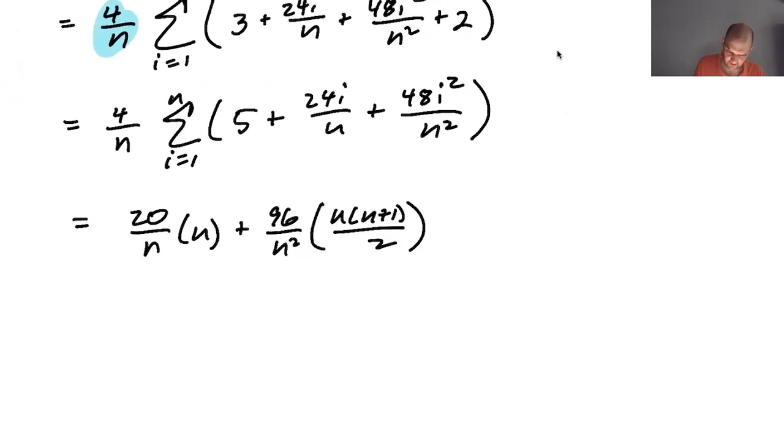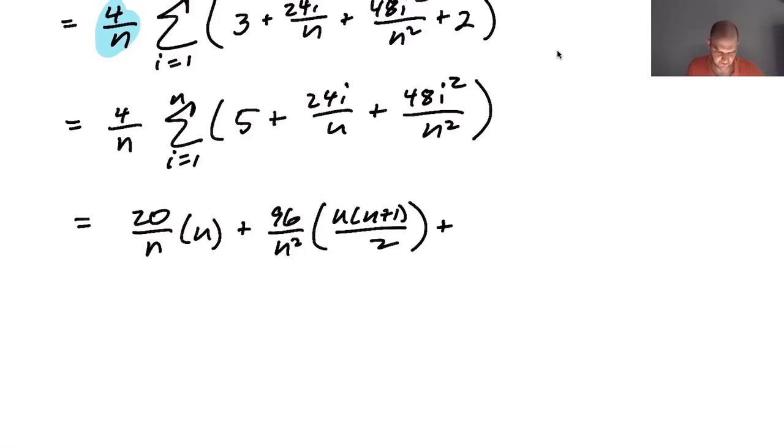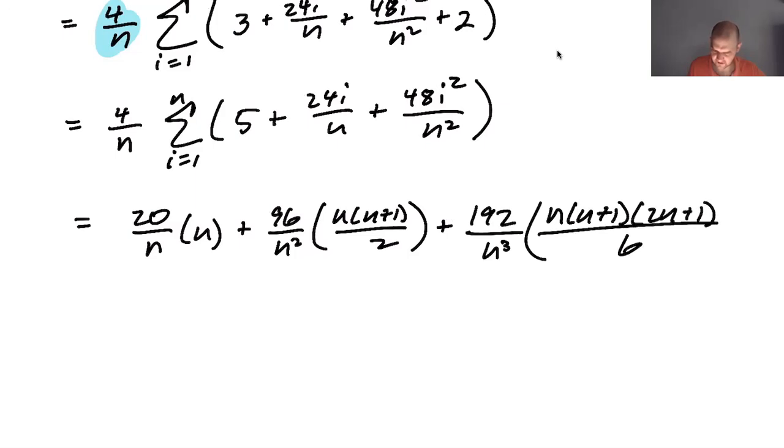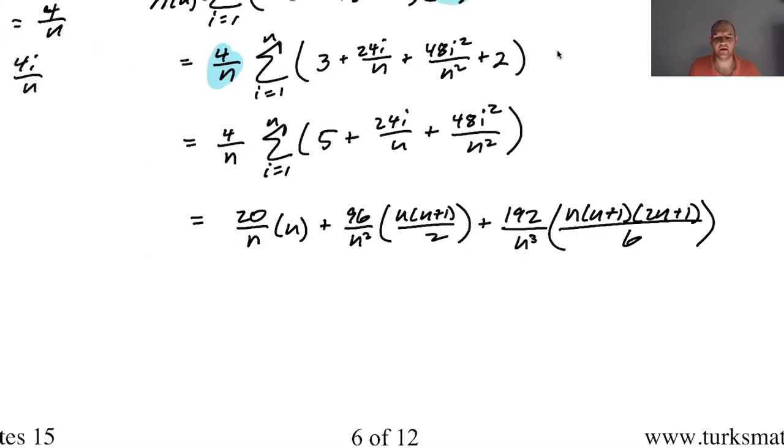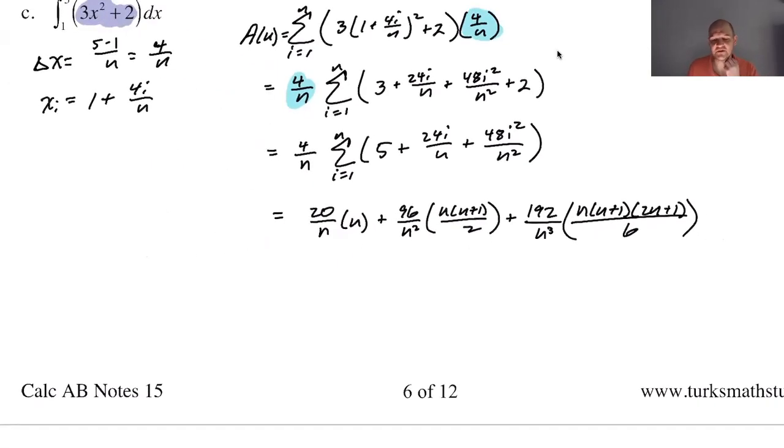And then I'm going to pull out 48. 48 times 4 is 192, right? Yeah, 192, over n cubed. And then the sum of i squared is n times n plus 1 times 2n plus 1 over 6. Whew. Okay, so that's our approximation as a function of n.